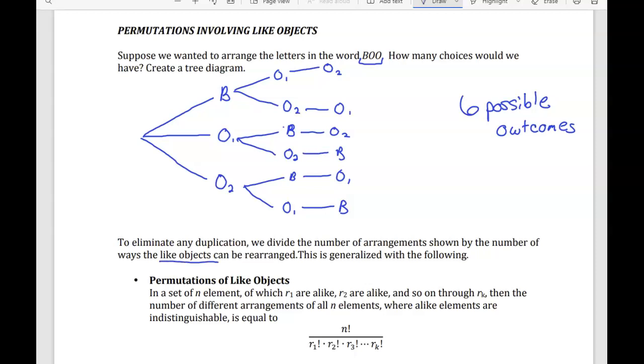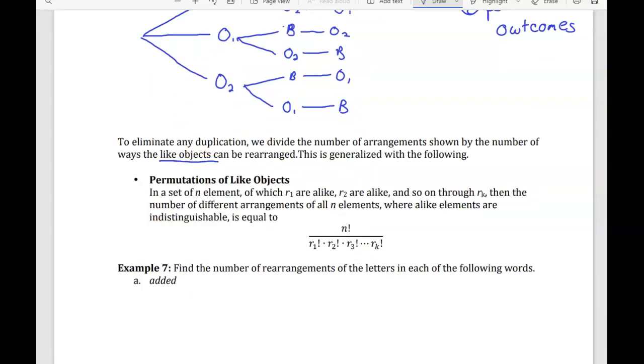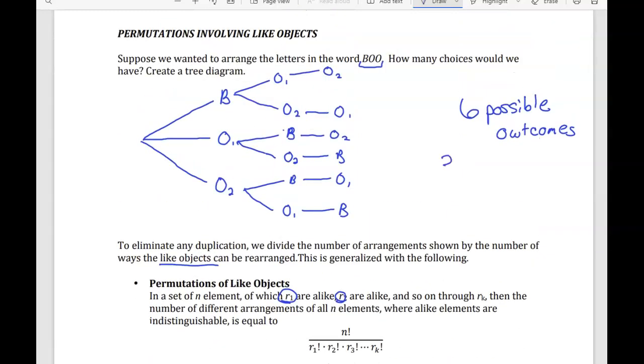This is generalized by the following. Whichever objects are alike, we're going to call R1, R2, whatever we're looking at. And we're going to divide by how many times they repeat. Okay? So in this case, we had 3 different letters, and then I had one letter that repeated. Okay? And it repeated twice. And so we would divide by that.